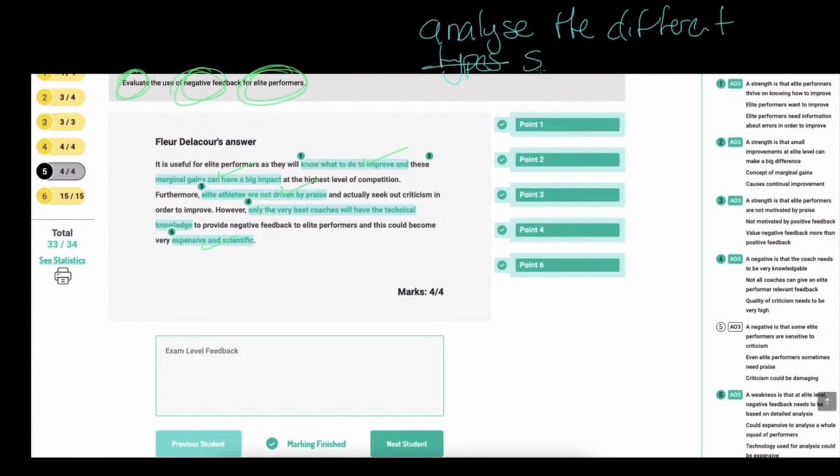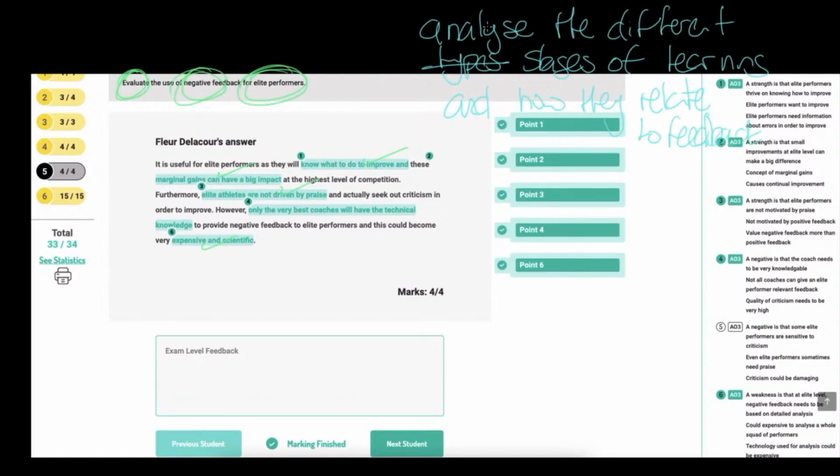Analyse the different stages of learning and how they relate to feedback. Use supporting examples to support your answer, something like that, how they relate to feedback. So it's a very open question now.